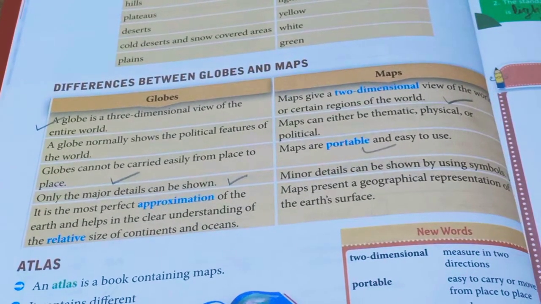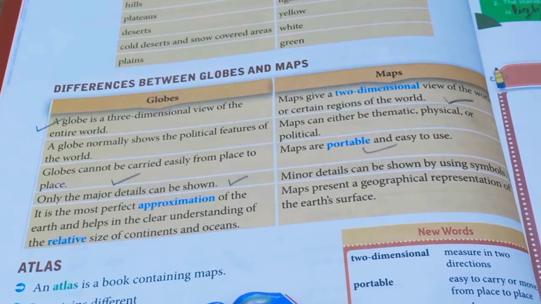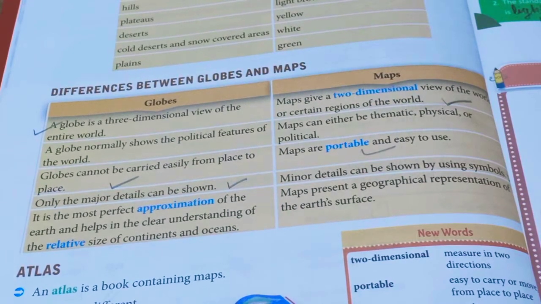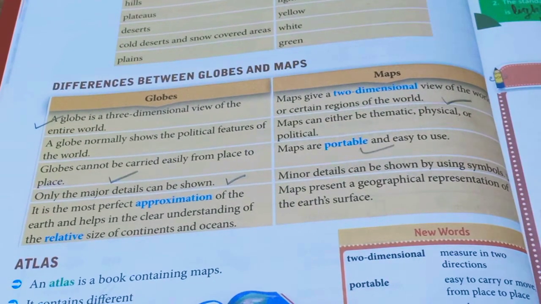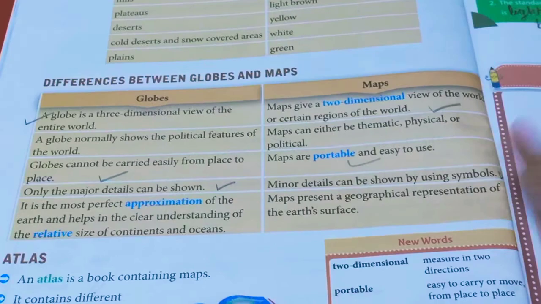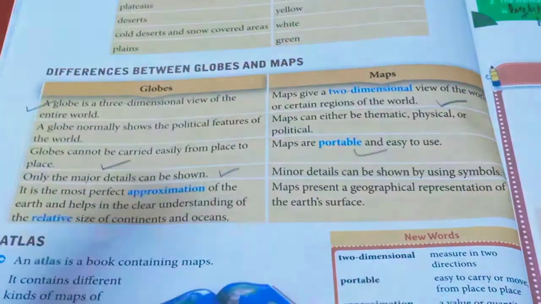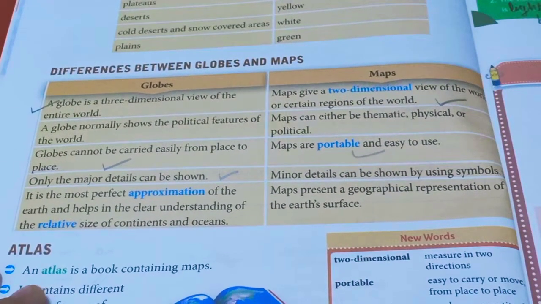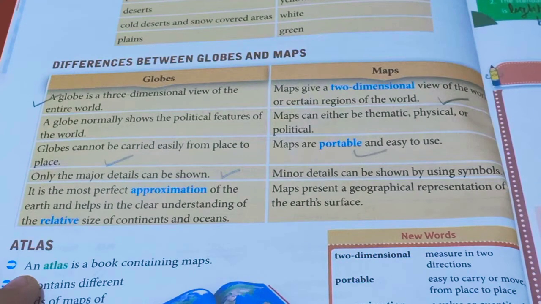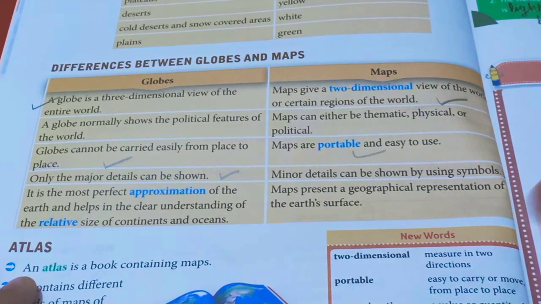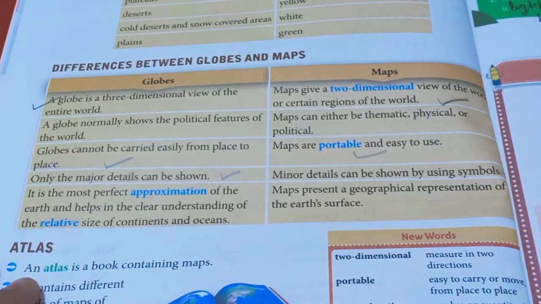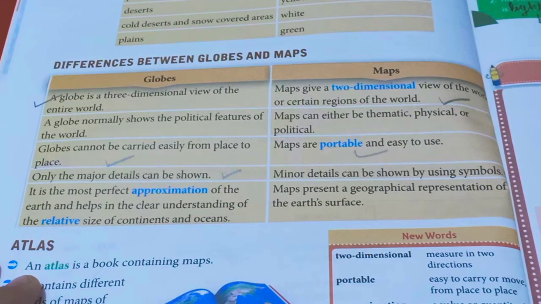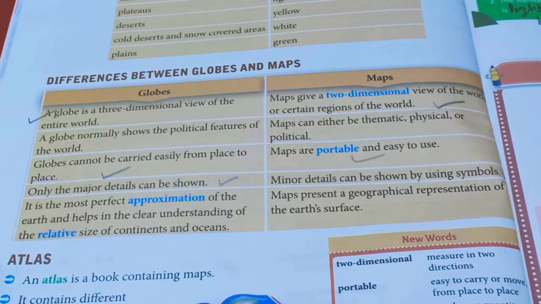Now let's see the next thing. Only the major details can be shown on a globe. Minor details can be shown on maps by using symbols. A globe is very small to show all the details of the cities. So for that we have maps that have many symbols to show many things.